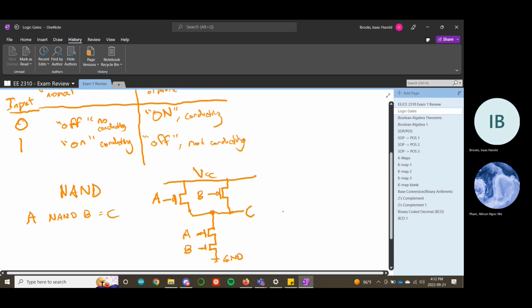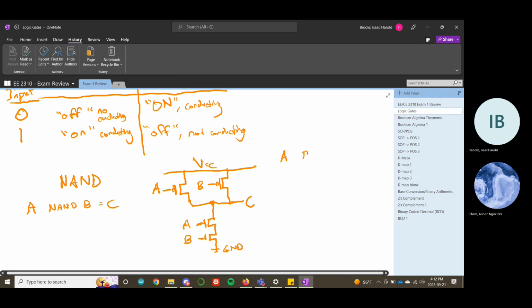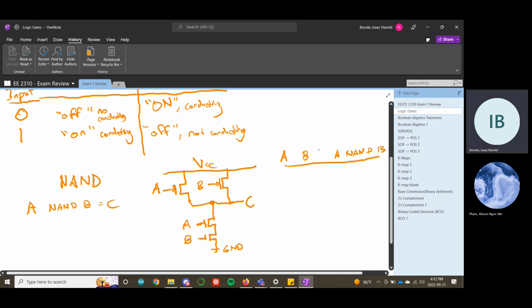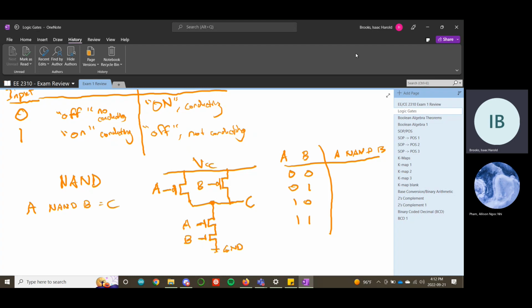So I'll try and leave that on the screen as much as I can. For our NAND gate, remember, let's draw a little truth table: 0 0, 0 1, 1 0, 1 1. NAND is the opposite of AND. For AND, you have a 1 here and 0s everywhere else. NAND is opposite. So you have 1s here and 0 when they're both high.